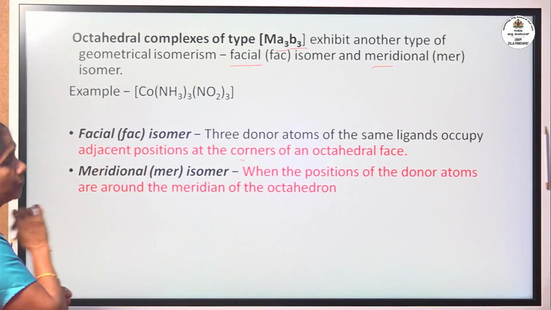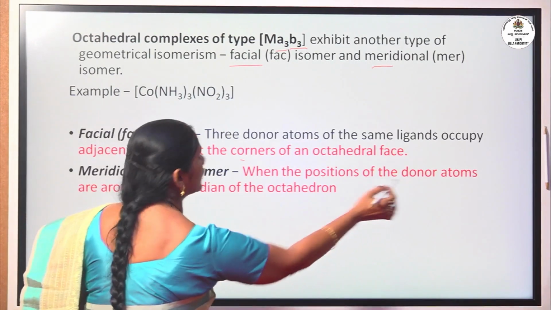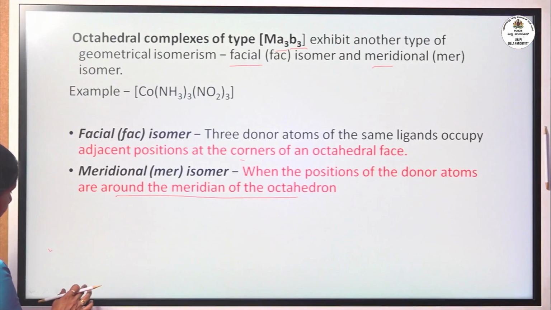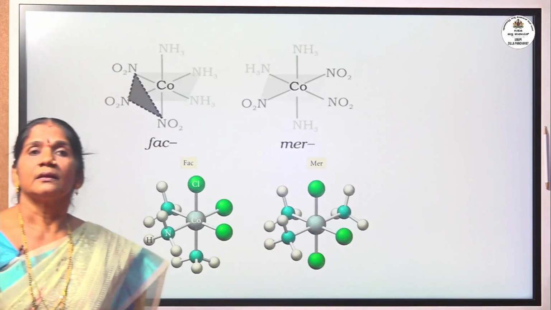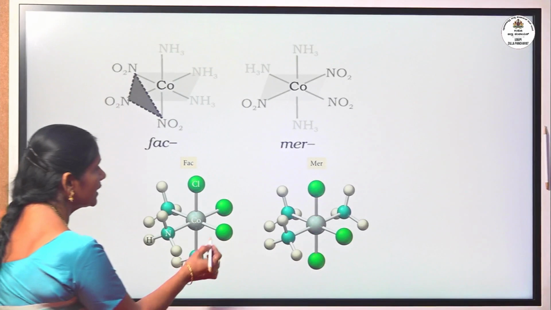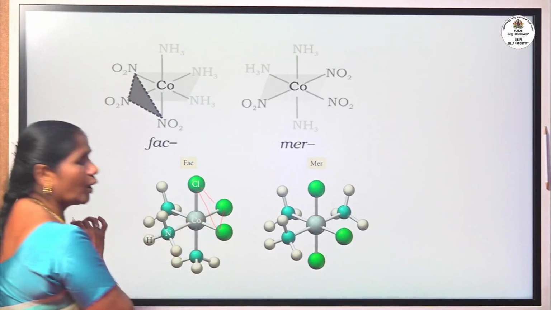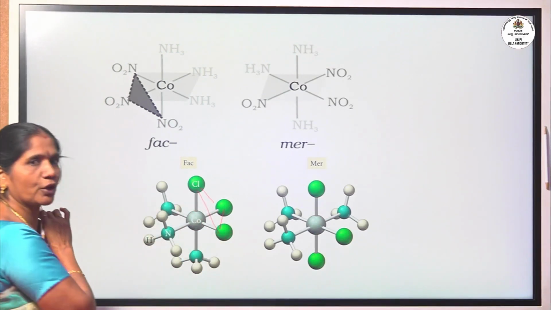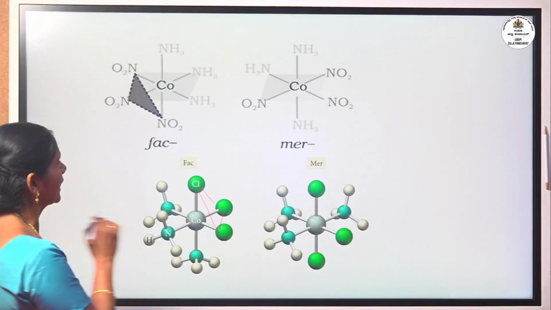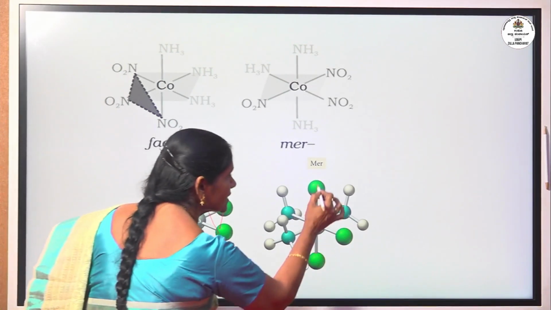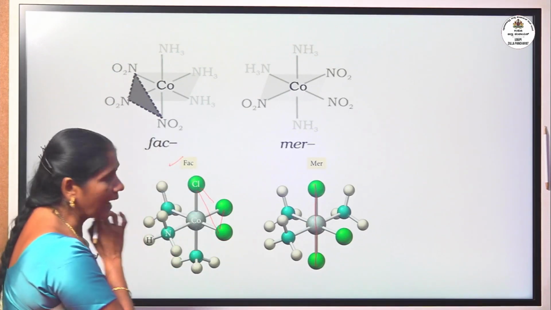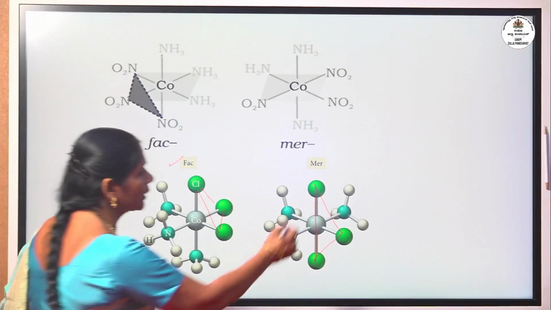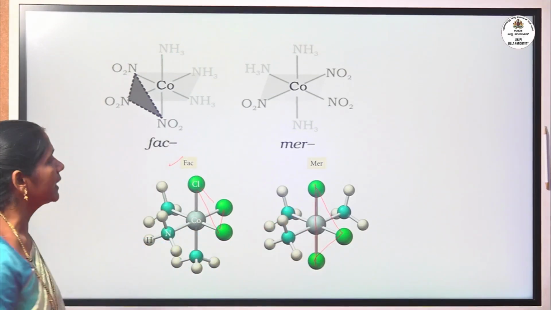facial isomer. And if the positions of the donor atoms are around the meridian of the octahedron, that is called meridional isomer. You can see here, this makes one face of the octahedron which is occupied by identical atoms. Identical atoms occupy the 3 corners of a face of the octahedron, so it is facial isomer. And here you can see this passes through the metal atom, the meridian, and if you have 3 identical atoms passing through the meridian, then it is called meridional isomer.